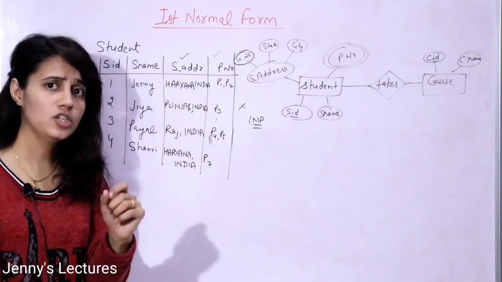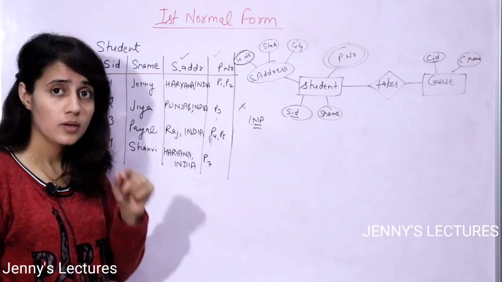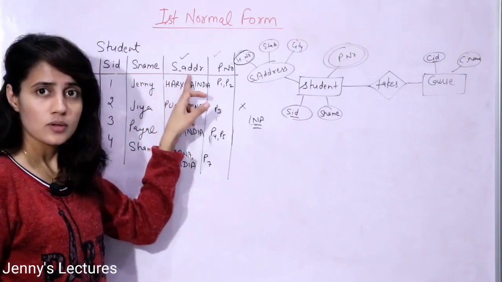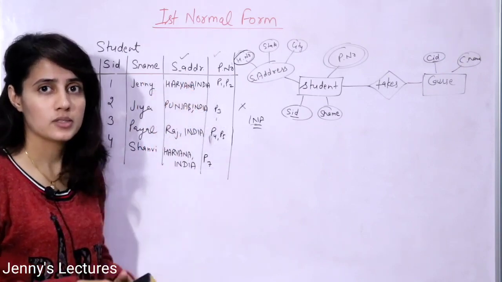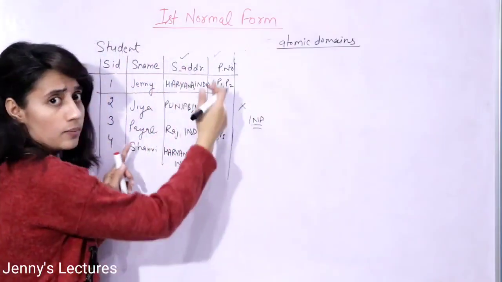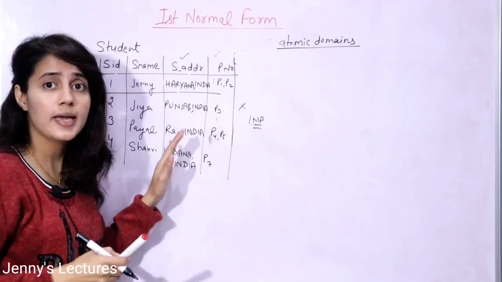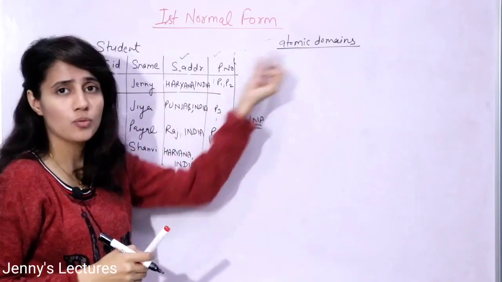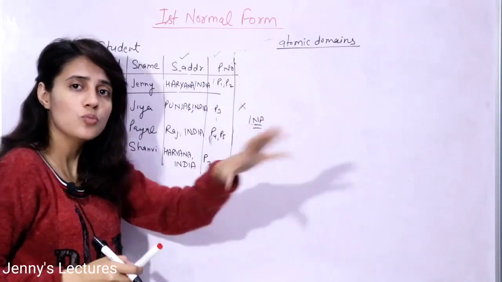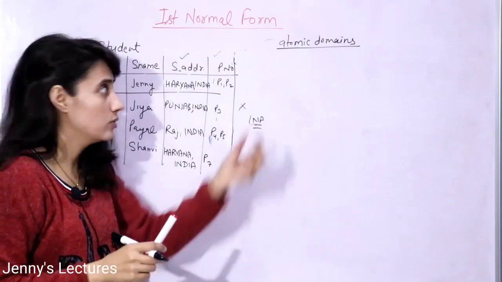Because the condition or the rule is that a relation is in first normal form if and only if all the attributes have atomic domains, or in other words, each column or each attribute should contain atomic values. Now what does atomic mean? Atomic means that it cannot be further decomposed into smaller pieces by the DBMS, or you can say an individual unit.